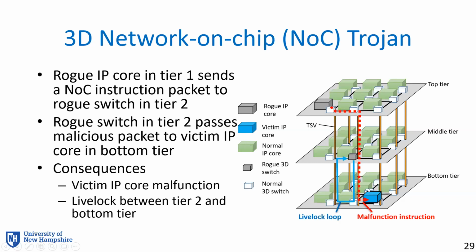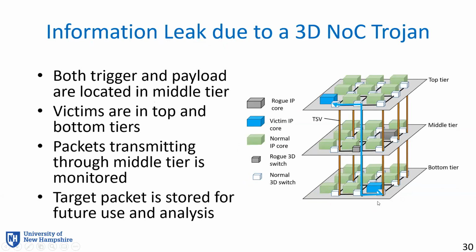In this example, we can see that one of the effects could be a deadlock if one of the routers in the communication network is altered by the attacker. Or we can see that information leak can happen. This is even simpler than the NoC routers.